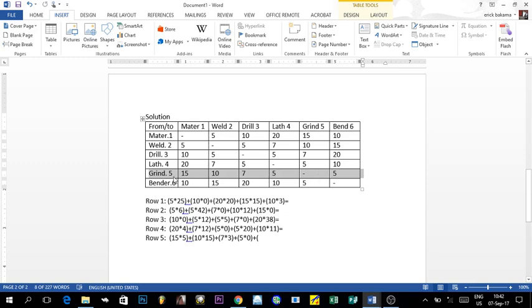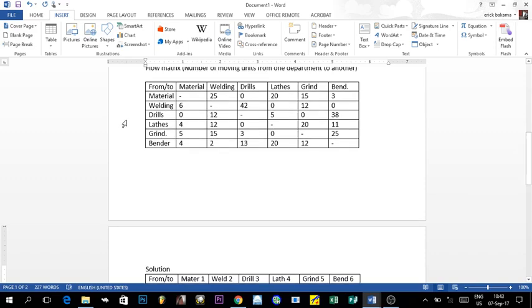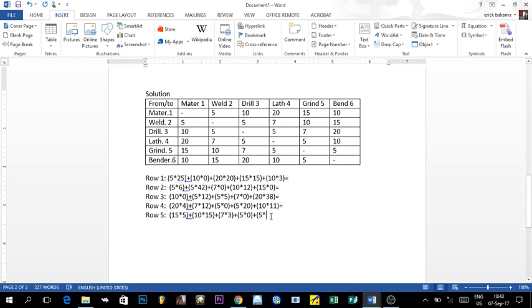So we need to calculate from 5 and 6, and the distance is 5. How many units are moving from the grinder to the bender? So we have grinder here, and then we have bender, which gives us 25. So we have a value of 25 here.